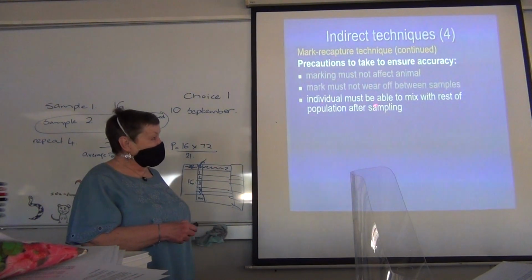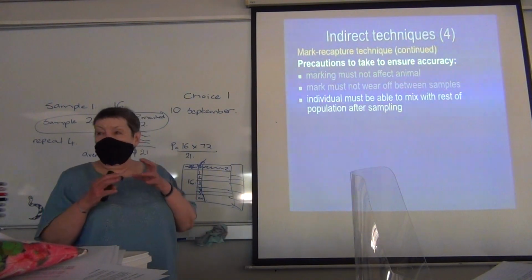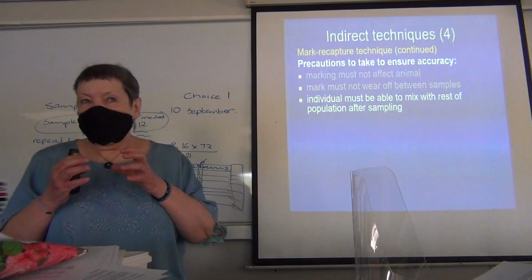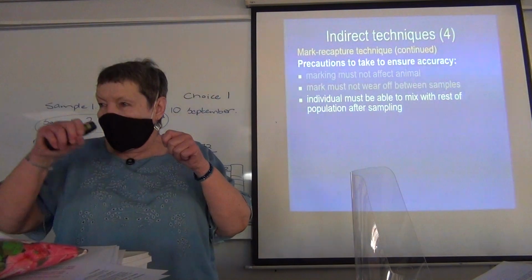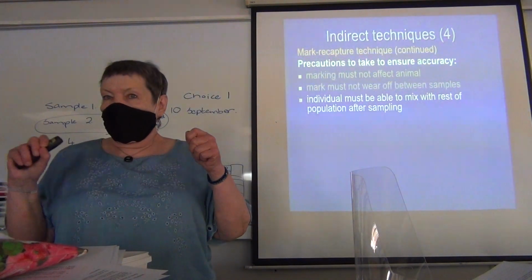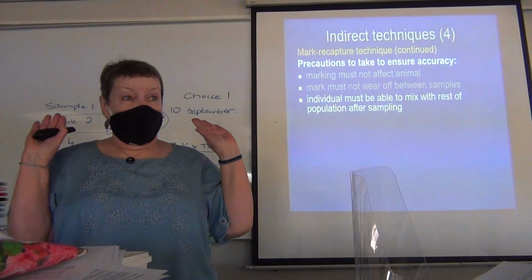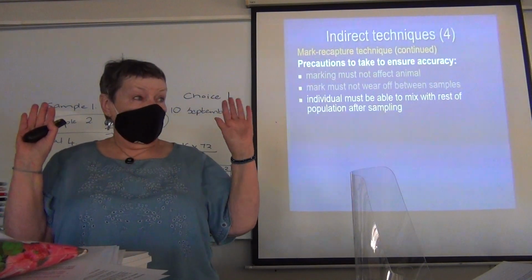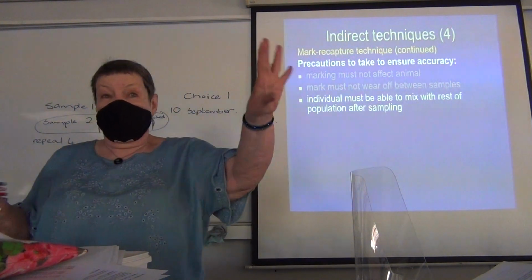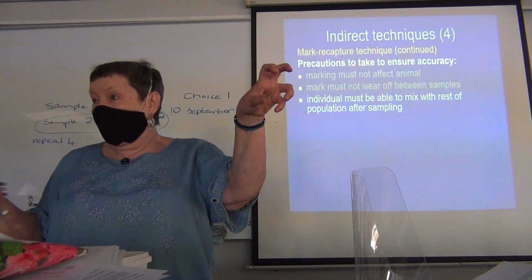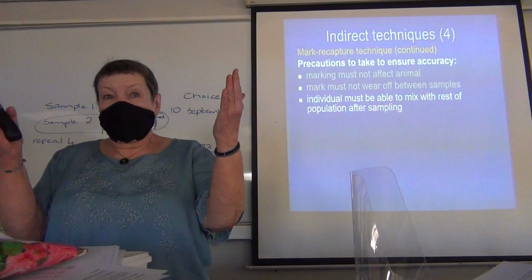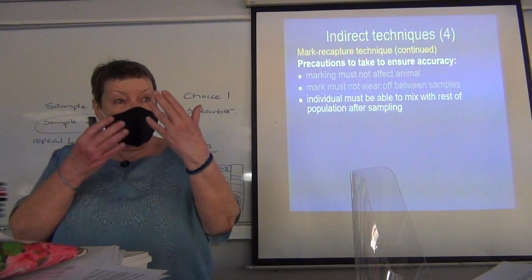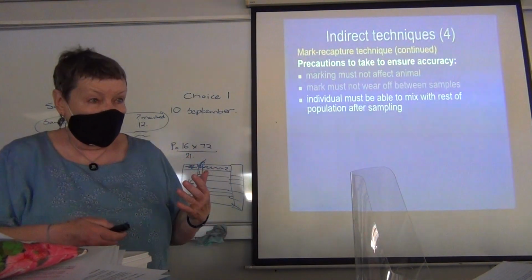The individual must be able to mix with the rest of the population after sampling. So it's things like, you can't paint it bright neon green so that all the others afterwards go, aha, I'm having nothing to do with you, and they all swim to the other side of the pond and leave neon green oak swimming around on its own. Okay? So it must not prevent mixing with the population once the marking has happened.